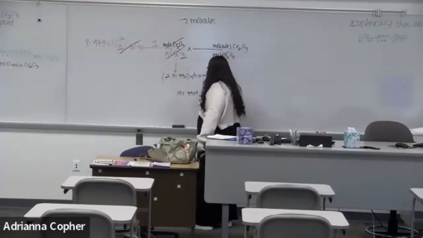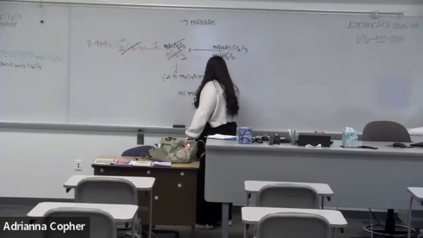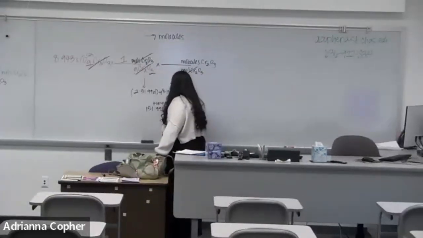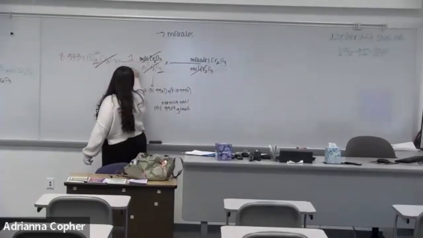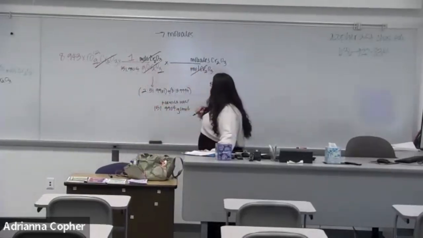Okay. So 151, this is our grams per mole. Right? This is our formula. So for every 1 mole I have 151.9904 grams. Okay, so let's put it in correctly.